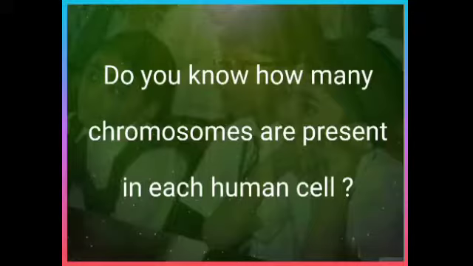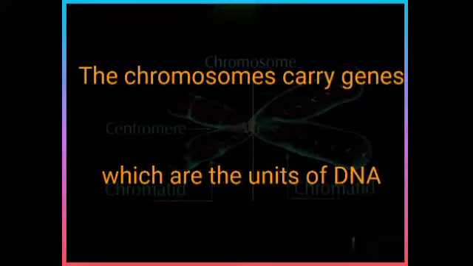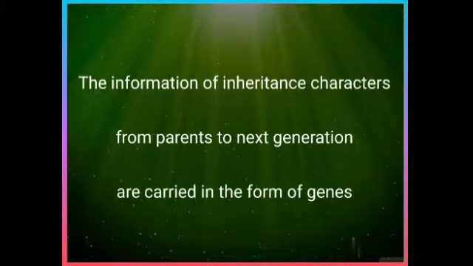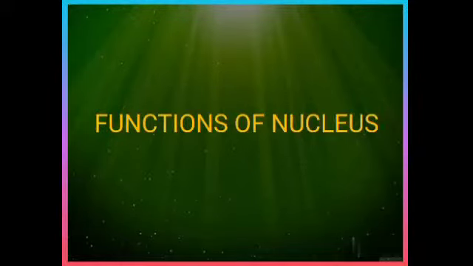Do you know how many chromosomes are present in each human cell? 46 chromosomes, that is in 23 pairs. The chromosomes carry genes which are the units of DNA. The information of inheritance characters from parents to the next generation are carried in the form of genes. The gene is a segment of DNA. Let's know about its functions.